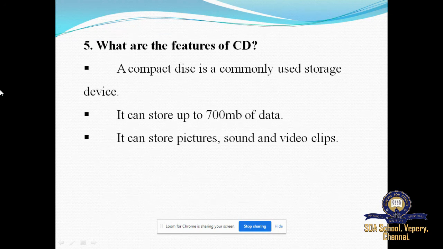The fifth question is: what are the features of a CD? A compact disc is a commonly used storage device, and it can store up to 700 megabytes of data. It can store pictures, sounds, and video clips.